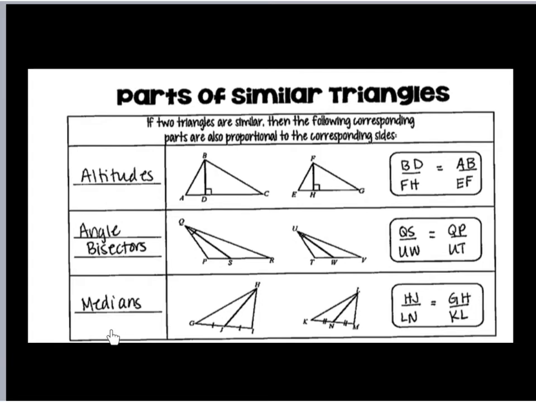This one is called a median. A median comes from the vertex to the opposite side, and you see these two tick marks because it splits that side into two congruent segments. So again, similar, proportion. HJ, the segment in the middle, over LN, the segment in the middle, is equal to GH over KL. Now that we know the rules for our vocabulary, we're going to practice some problems.